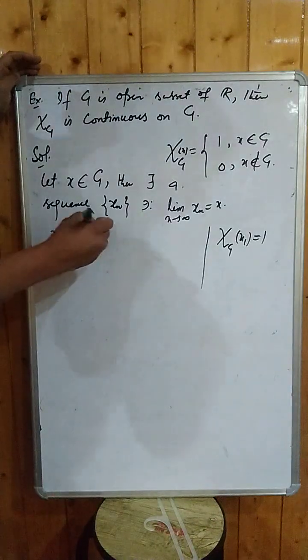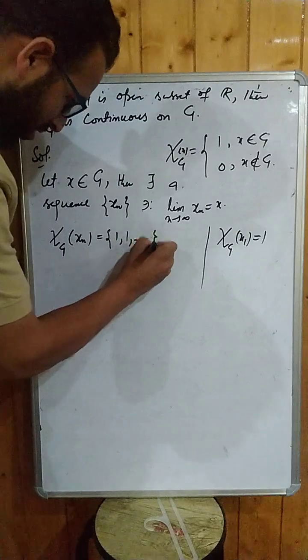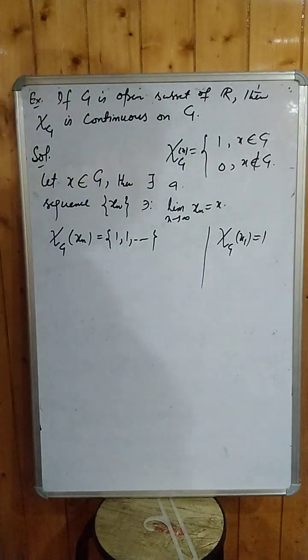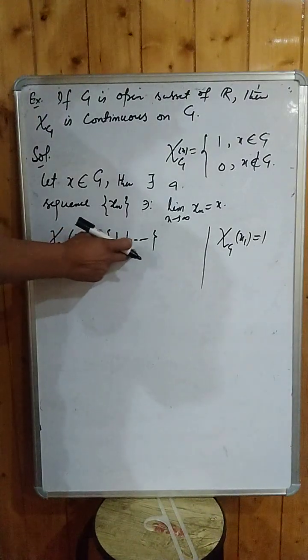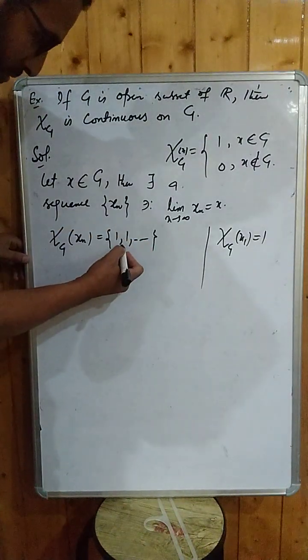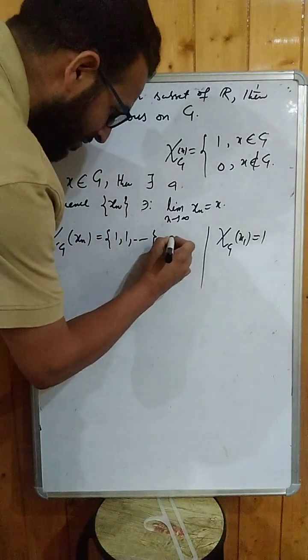That means we can write it like this: 1, 1, and so on. Right? That means we get a sequence 1, 1, 1, 1. What do you think? To which number is it going to converge? It converges to 1.